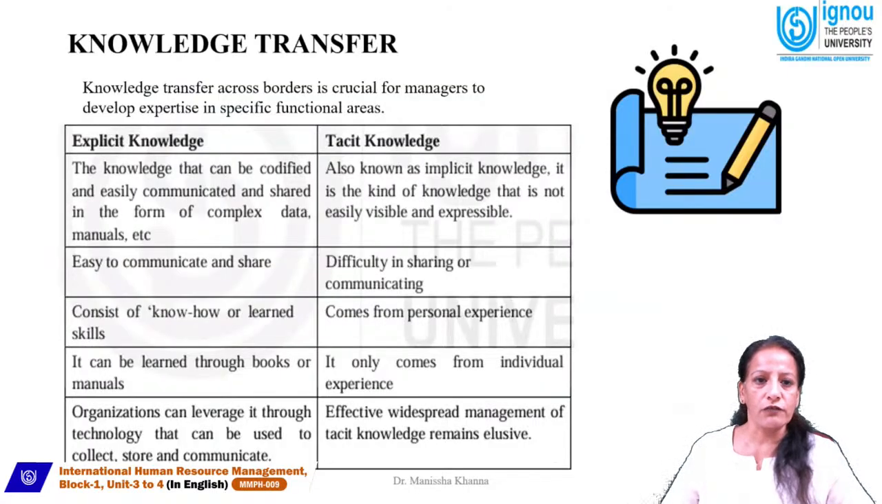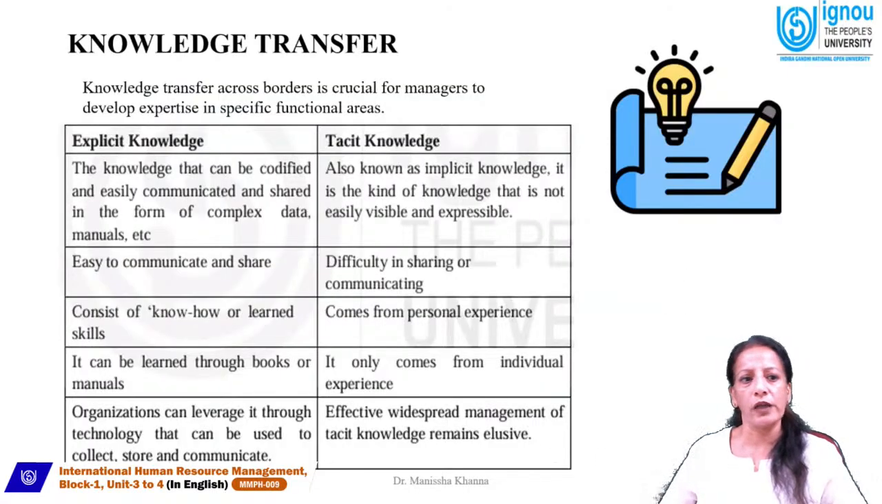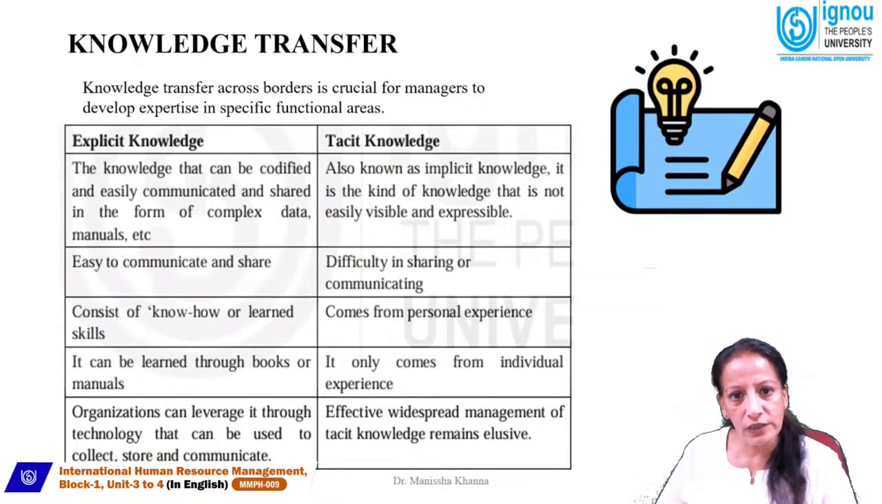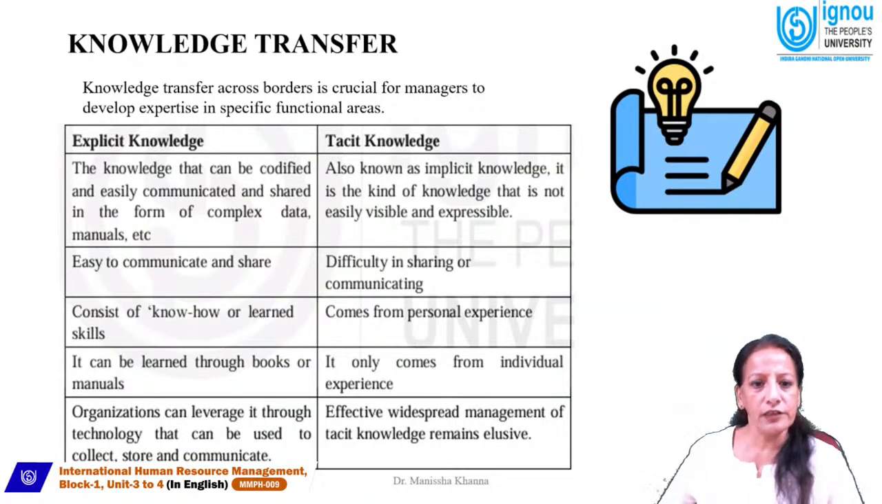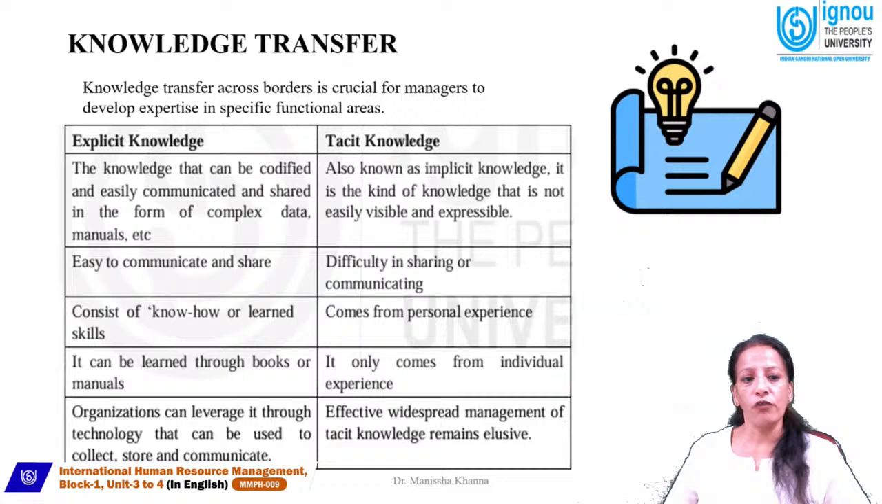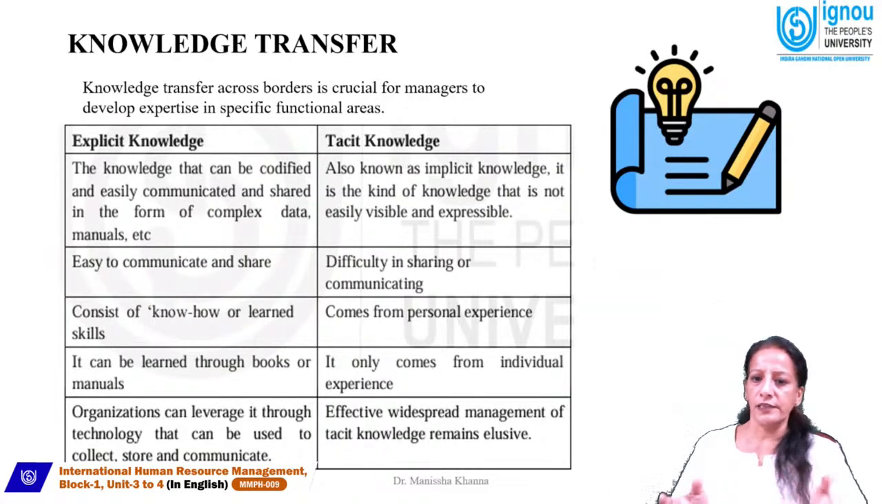So when we say knowledge transfer across borders, it is crucial for managers to develop expertise in specific functional areas. Now the knowledge is further bifurcated into explicit knowledge and tacit knowledge. Explicit knowledge is easy to communicate and share. It is knowledge that can be codified and easily communicated and shared in the form of complex data or manuals. Whereas tacit is also known as implicit knowledge, a kind of knowledge that is not easily visible and expressible. It is very difficult to share and sometimes very difficult to communicate.